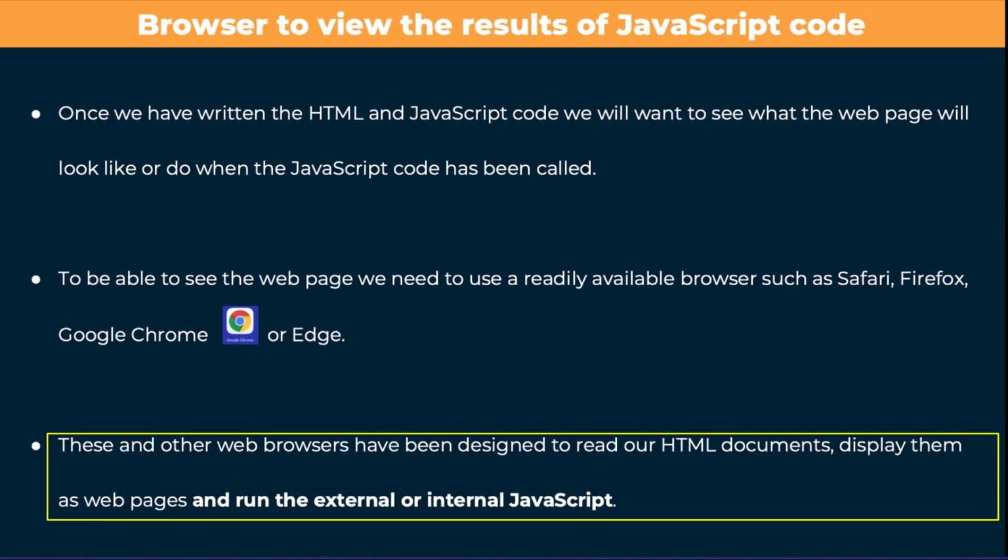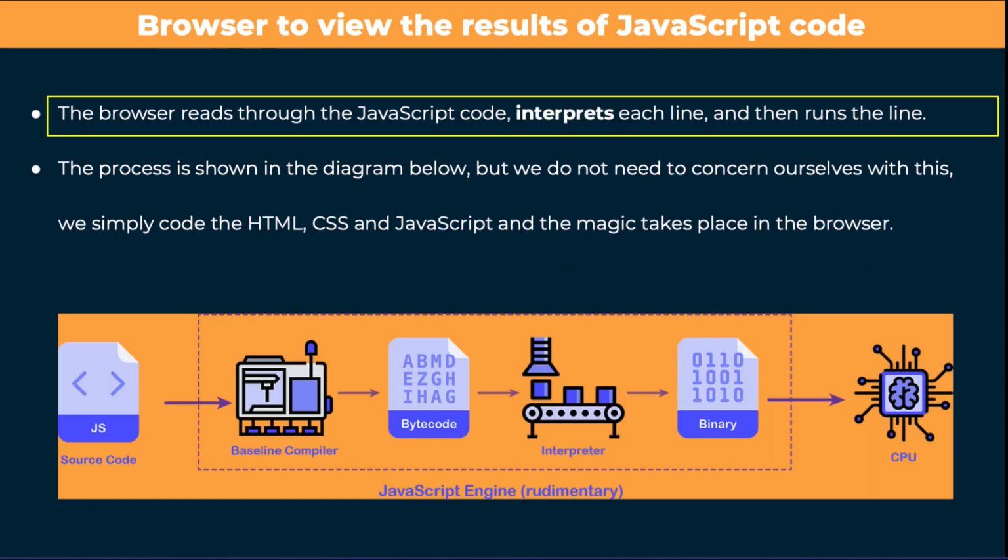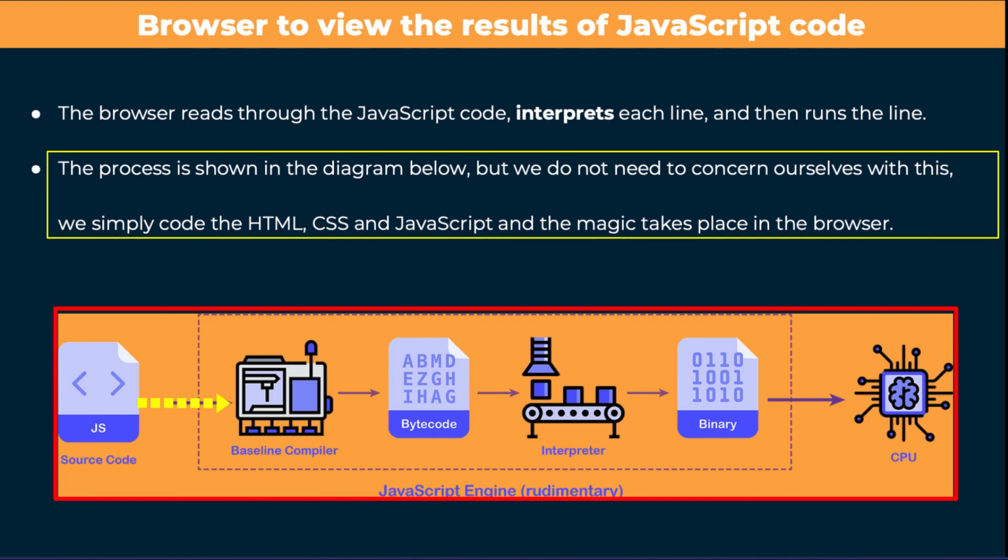So not only does the browser display the HTML and use the CSS to style it, it also can read the JavaScript and decide what to do. So the browser reads through the JavaScript code, it interprets each line, and then runs the line. The process is shown in the diagram below, but this is only just to give you an idea of what's happening. We do not need to concern ourselves with this. We will simply code the HTML, the CSS, and the JavaScript, and all the magic will take place in the browser.